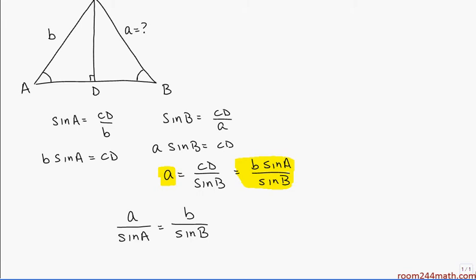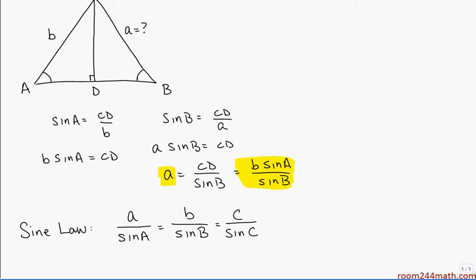Now, we could just relabel this triangle and do this all over again and get a third relationship here, which is that c over sine C is equal to b over sine B, or a over sine A, depending on which way we did it. And this whole expression is known as the sine law.